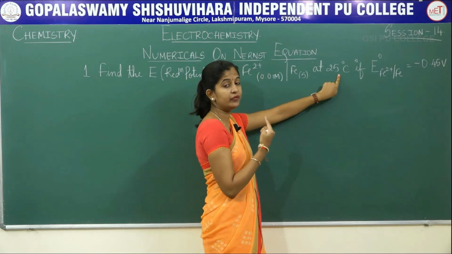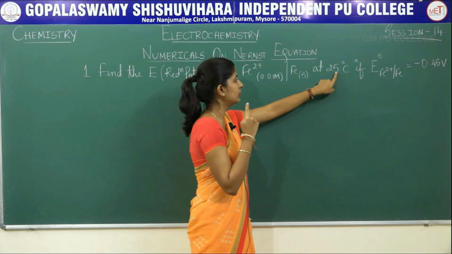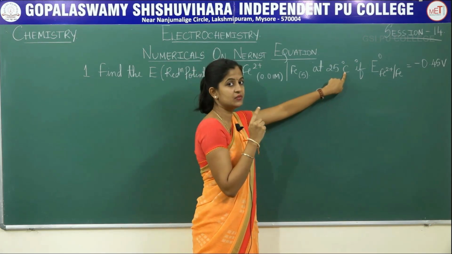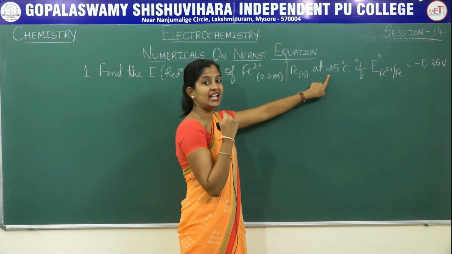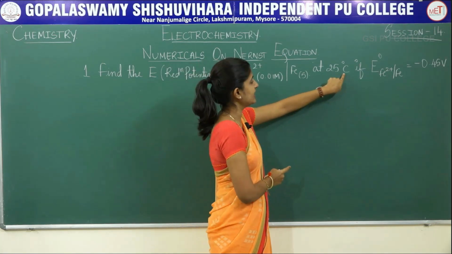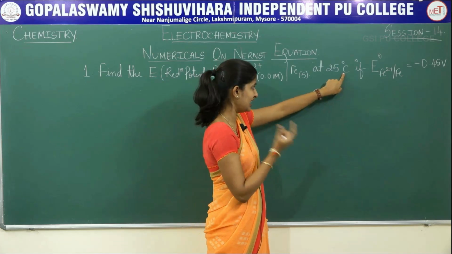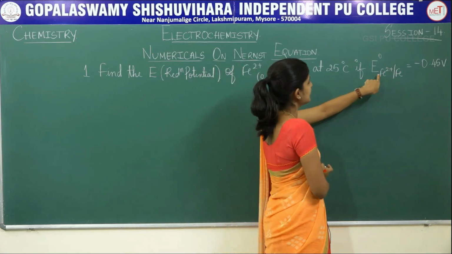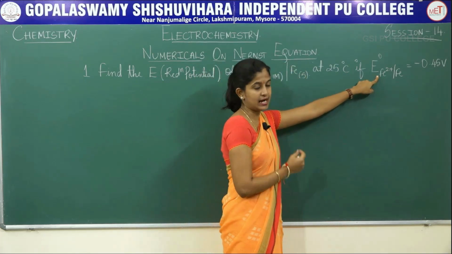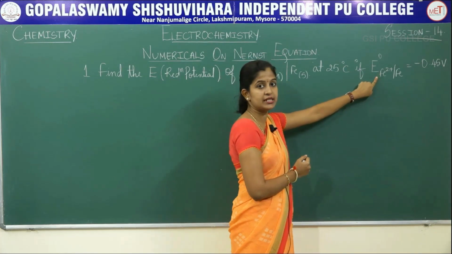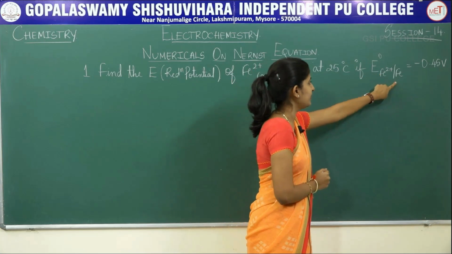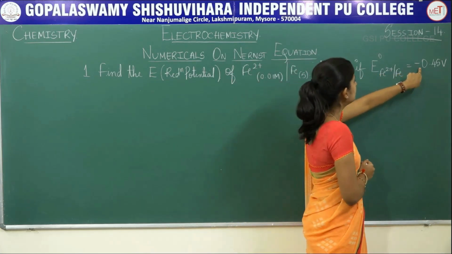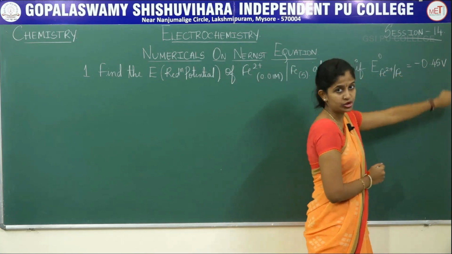In your previous video, we made a mistake: 25 degrees Celsius means 293 Kelvin. Sorry, please make a correction. It is 298 Kelvin. So 25 degrees Celsius is nothing but 298 Kelvin. They have given the standard electrode potential, and this information is taken from your electrochemical series. So E naught of Fe2+/Fe is equal to minus 0.45 volts.